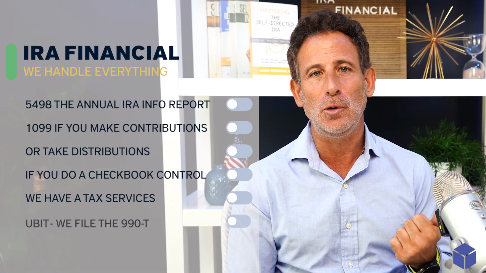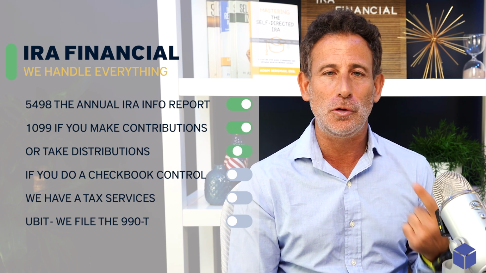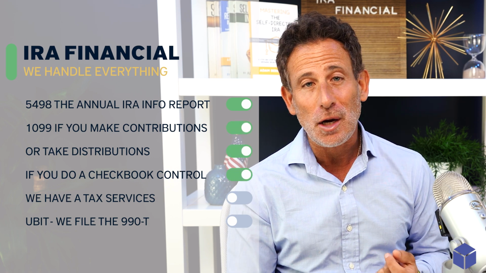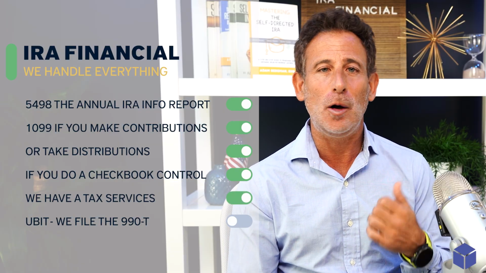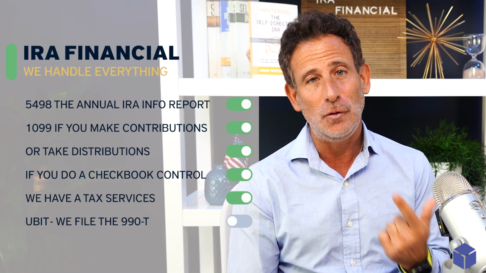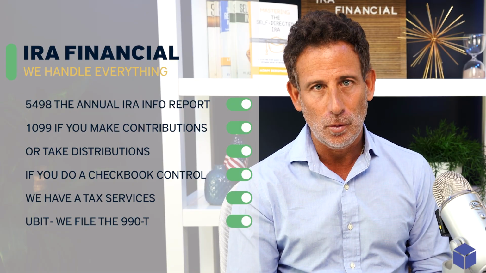Required reporting compliance, the great news is you don't have to do much. If you work with IRA Financial, we handle everything from 5498s, which is the annual IRA information return, 1099-Rs if you make contributions or take distributions. Even if you do a checkbook control structure, we have a tax service where we'll file partnership returns. And even if you do trigger UBIT, we'll file the 990-T when it's due with the IRS.